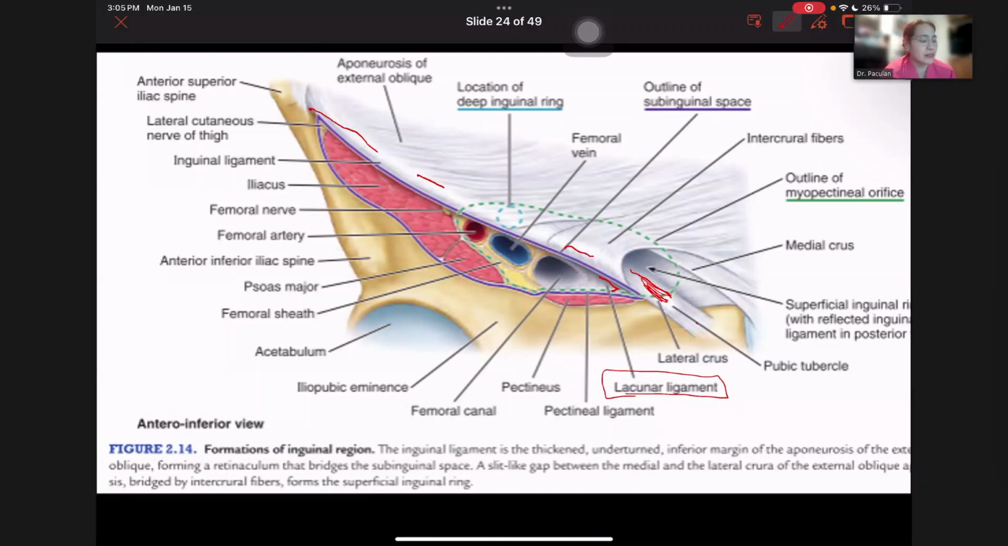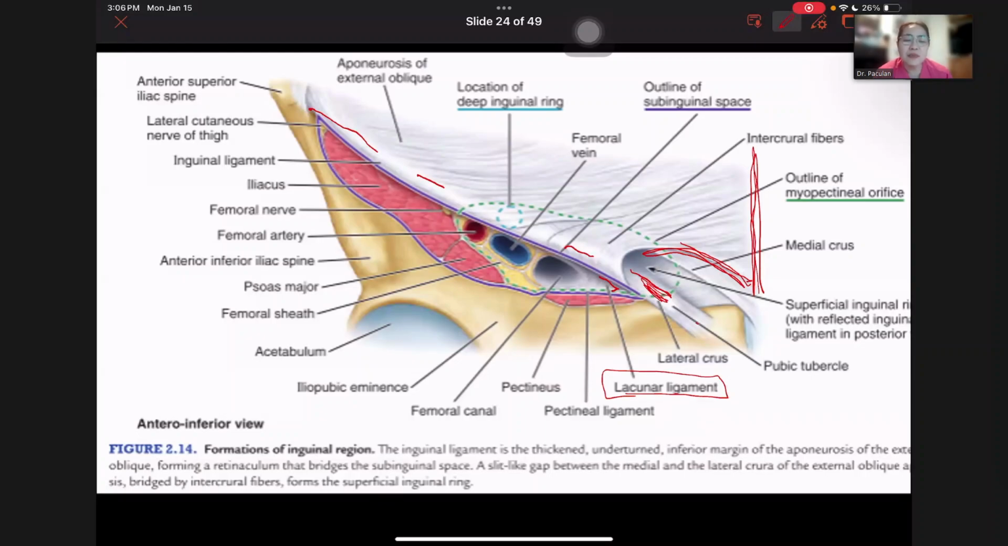Some of the more superior fibers fan upward, bypassing the pubic tubercle, and cross the linea alba. So this is the medial, right? The linea alba is here. They cross upward and bypass the pubic tubercle. They cross the linea alba to blend with the lower fibers of the contralateral external oblique aponeurosis. So there's continuity, forming the reflected inguinal ligament. So these are the reflections. These fibers actually go everywhere, attached everywhere.